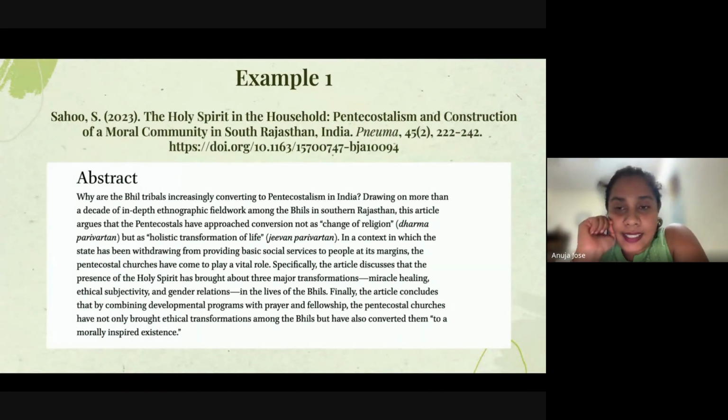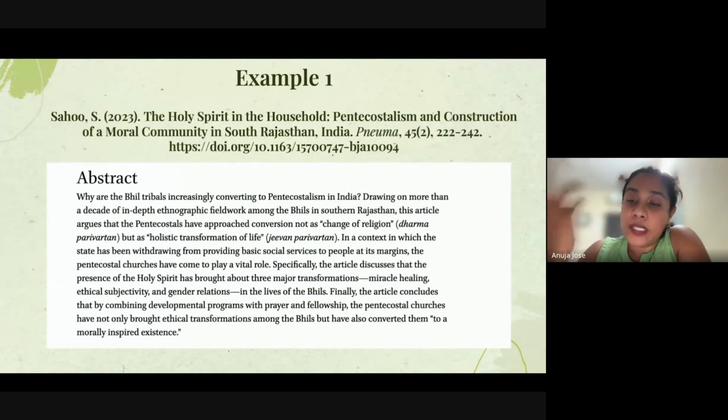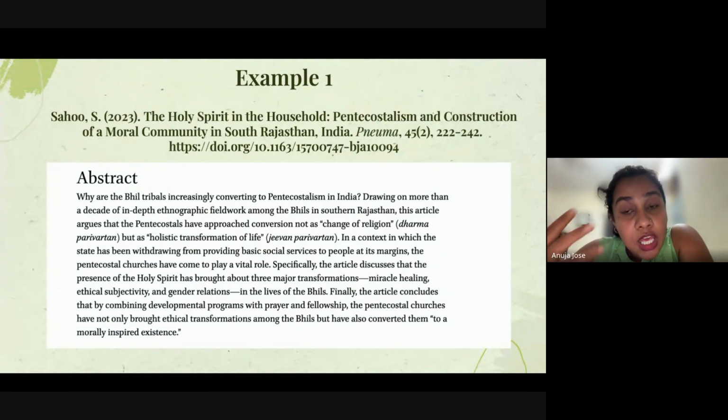And in the second sentence, he says, drawing on more than a decade of in-depth ethnographic fieldwork. So he's saying that for more than 10 years, he did in-depth ethnographic fieldwork among the people in that particular community in that area. So the method is also clear. He didn't use any other research method. He did ethnographic fieldwork for how long? For more than 10 years. So the authenticity of his research, his in-depth study, is also reflected in that one particular sentence.